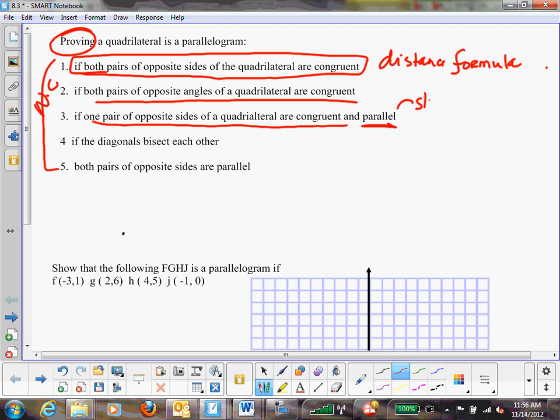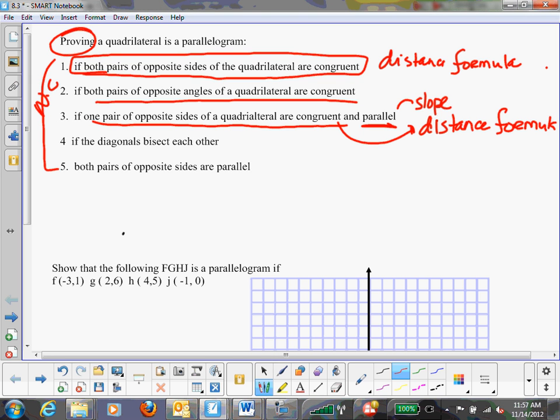Slope for parallel, congruent for distance formula again. So we show that they're parallel, they have the same slopes. We show that their sides are congruent, we show that they have the same distance, the same length. Are we good? Okay.